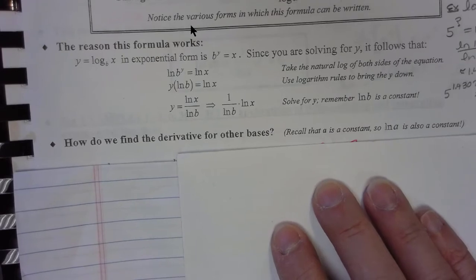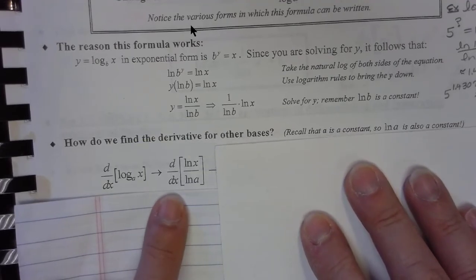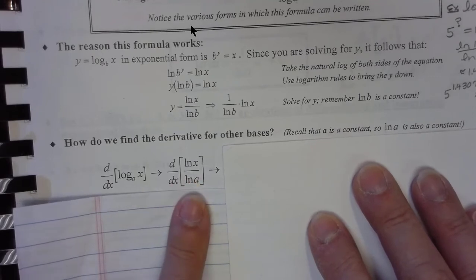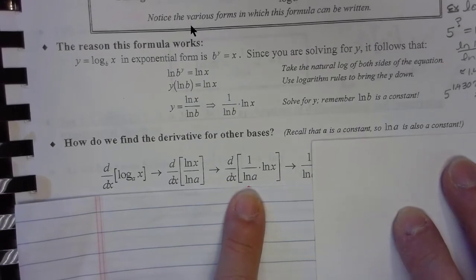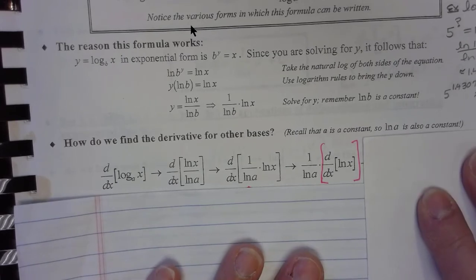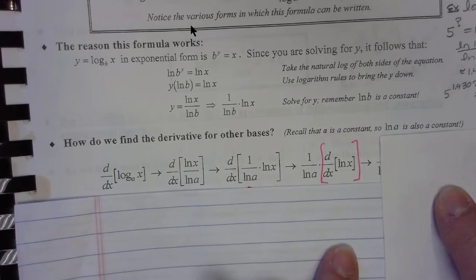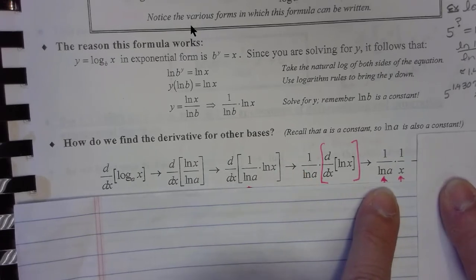So how do we find the derivative when our base is something other than e? Well, the derivative with respect to x of log base a of x is the derivative with respect to x of natural log of x over natural log of a. Let's remember, natural log of a is just a constant, so I can rewrite this like that and bring that constant out in front. Now we want to find the derivative of natural log of x, which we know to be 1 over x, and we still have that constant 1 over ln a in front.